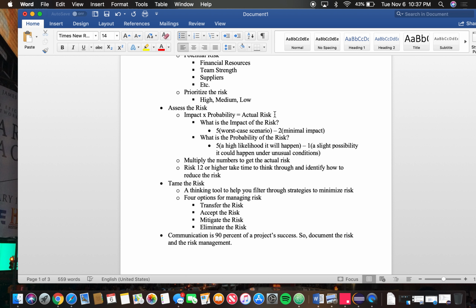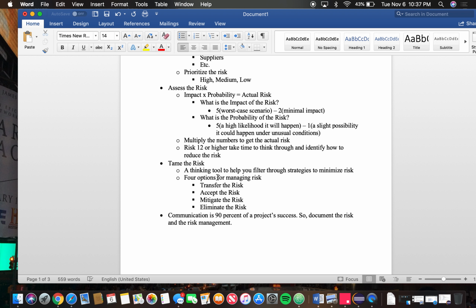So basically, at the highest, our risk could be 25. That would be the actual risk, the impact times the probability if they were both 5. So that risk could be a high priority rather than one that's like 5 times 1, which would be 5. And then you multiply the numbers to get the actual risk.